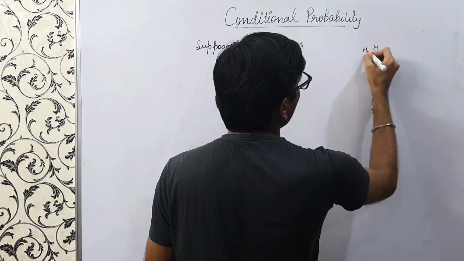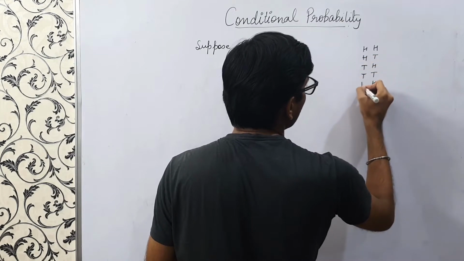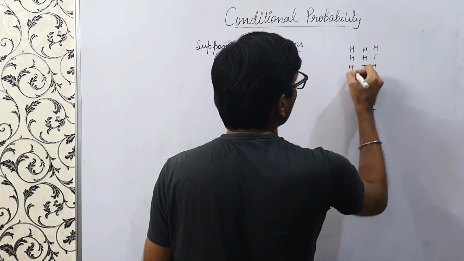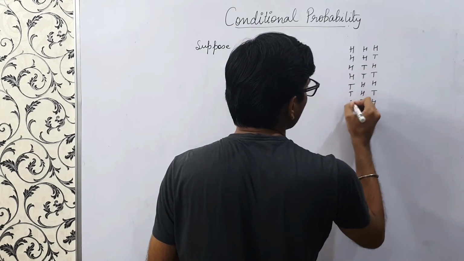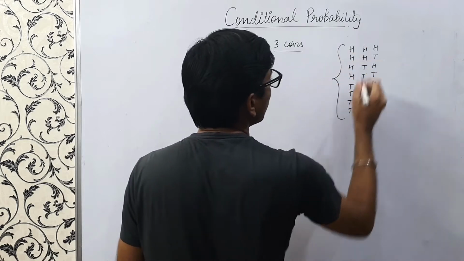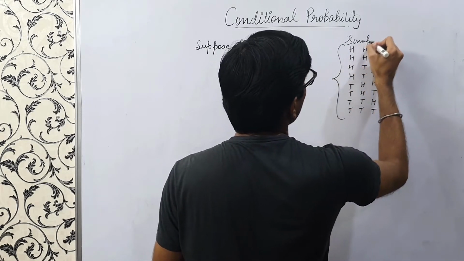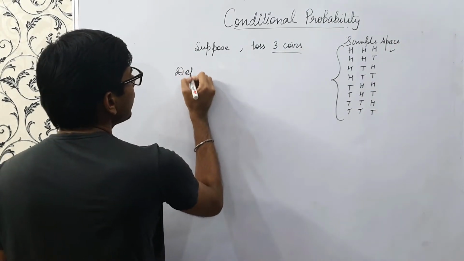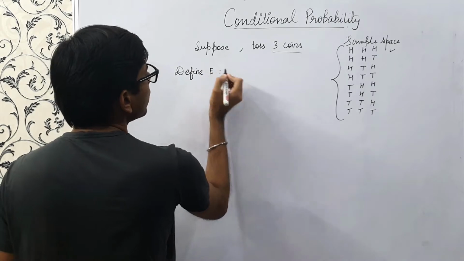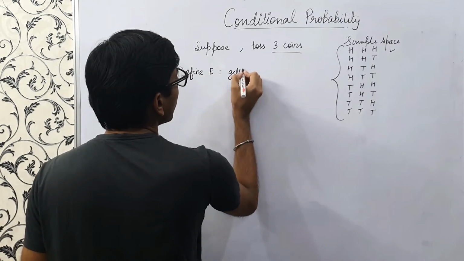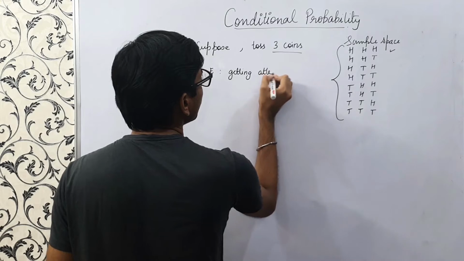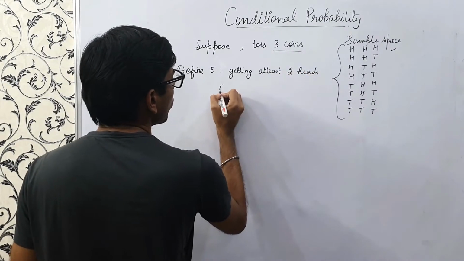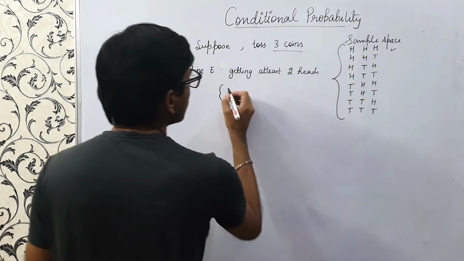Then write head, then write head. So this is our sample space. Now define event E as getting at least 2 heads. What are the outcomes under E?